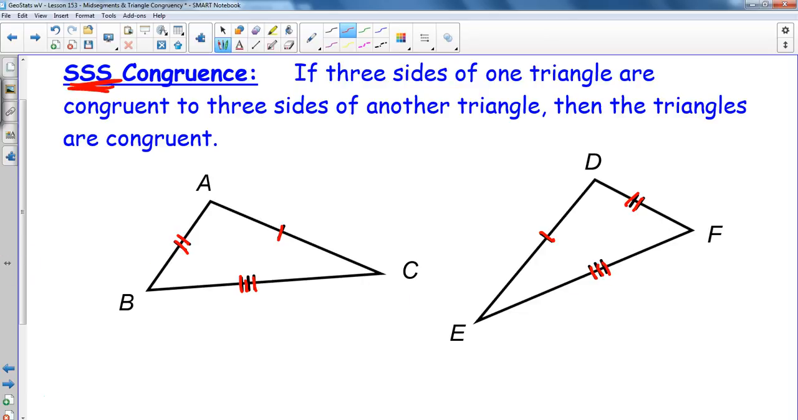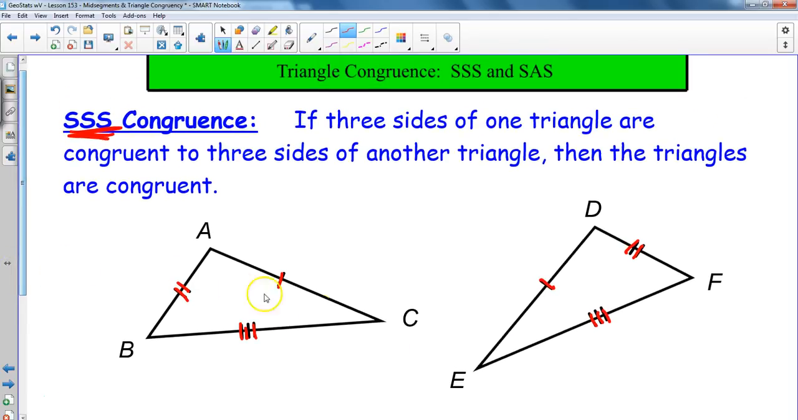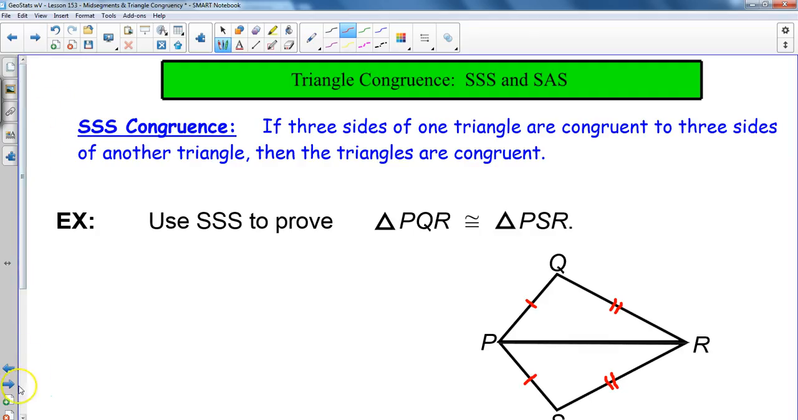Essentially, again, if you know that all three pairs of corresponding sides match up and they're congruent, they have the same length, then you're always going to create the same exact triangle. It might be oriented differently, like you see these two, but ultimately they are the same exact triangle. So our first shortcut is if we can just show that all three sides are congruent, then we know that the triangles are congruent. Let's look at a quick example of how to do that.